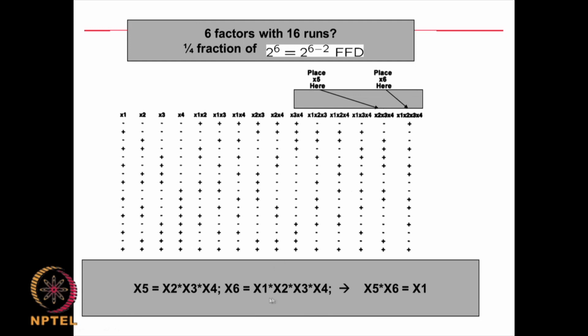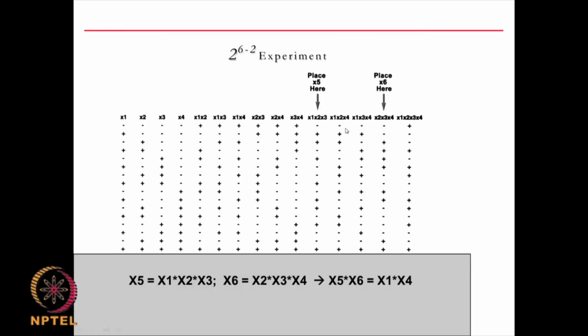So, when I do this, x5 is equal to x2, x3, x4 and x6 is equal to x1, x2, x3, x4, what happens? When I multiply x5, x6, I will have x2 into x2 gone 1, x3 into x3 is 1, x4 into x4 is 1. So, I will be left with x1. So, x5 x6 is confounded with x1. This is a resolution 3 design, which is not desired at all, because the main effect is confounded with the 2 factor interaction. So, I need to look at some other place where to put my x5 and x6.